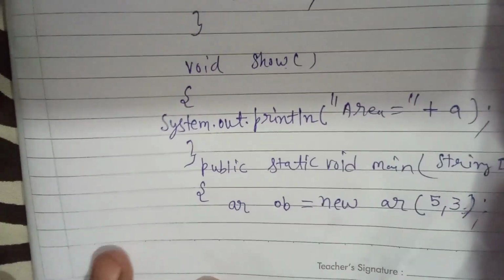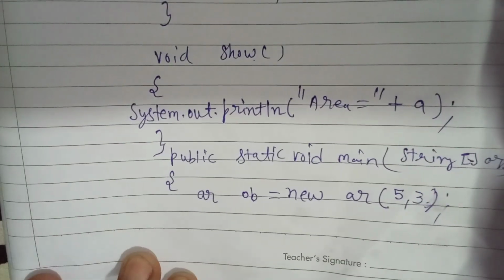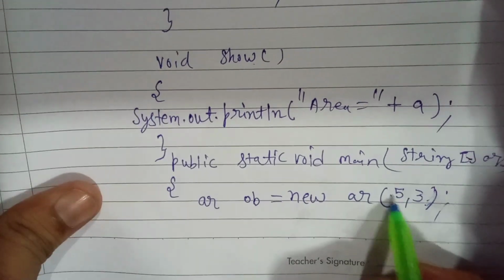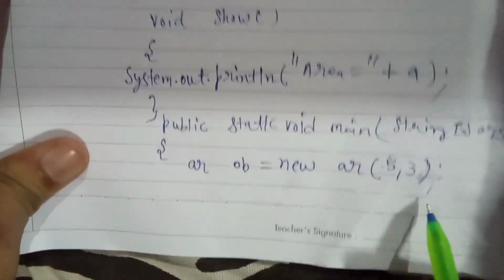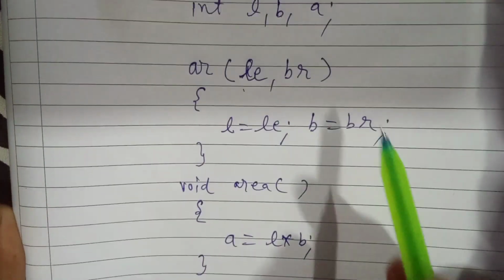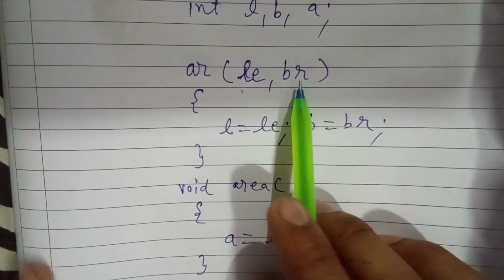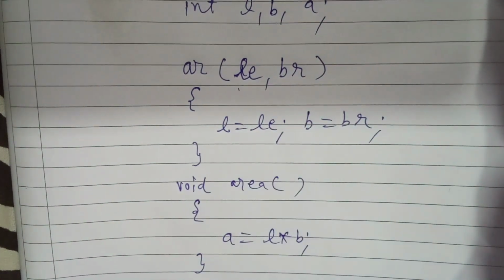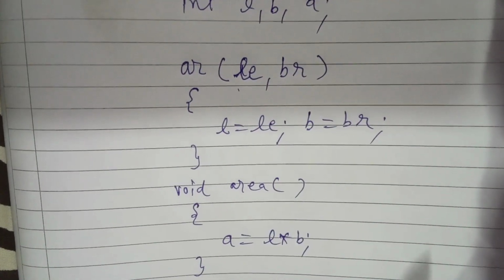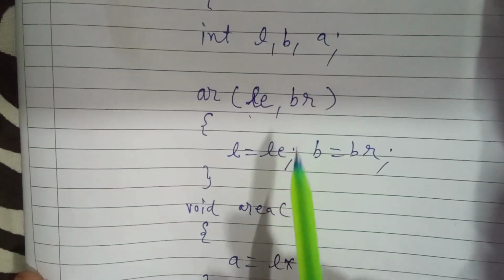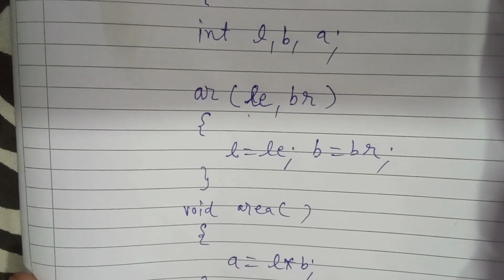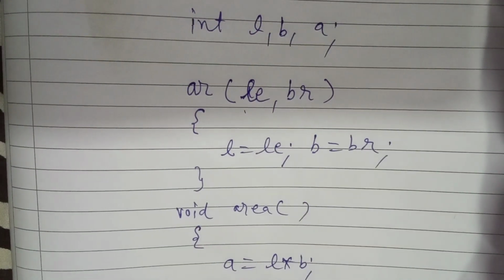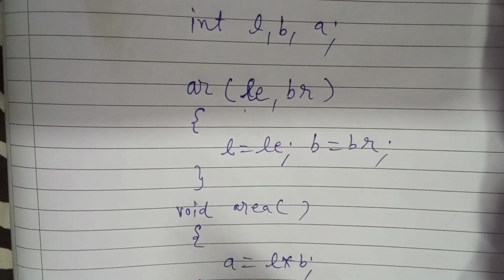What will happen then, as you create the object, this 5 will go and it will be stored here in LE, and this 3 will go and it will be stored here in BR. Then the constructor will be called as soon as the object is created, and then this LE and BR will be stored further in L and B, means length and breadth. And then after object creation, initialization will be done automatically, we don't have to do it.